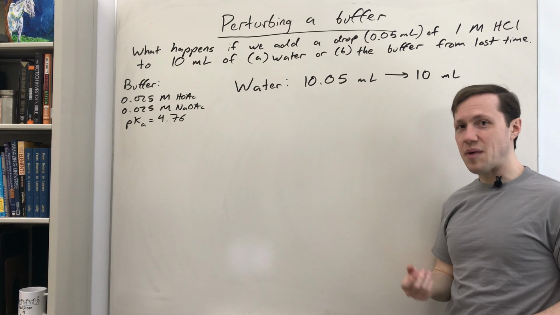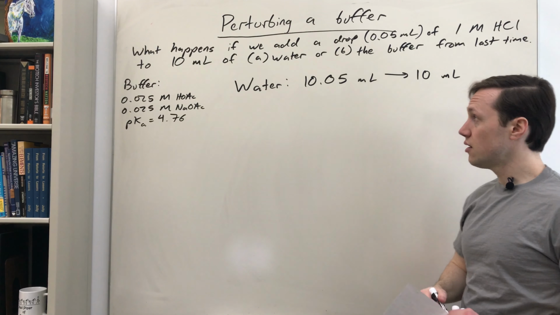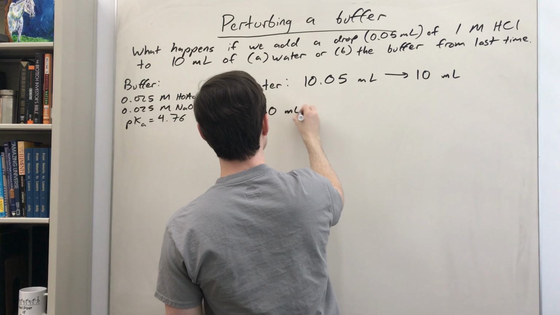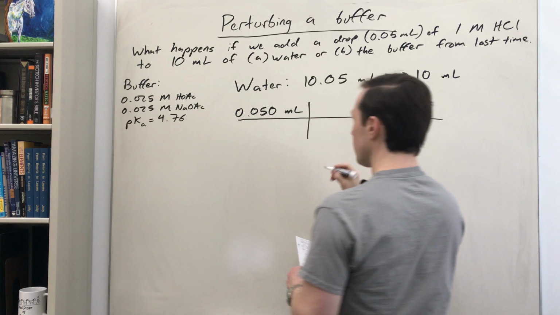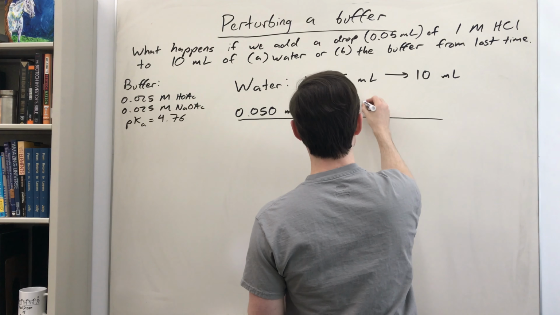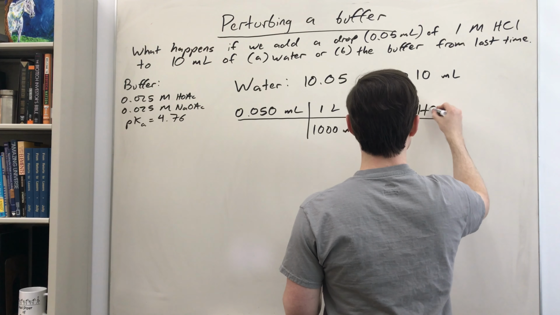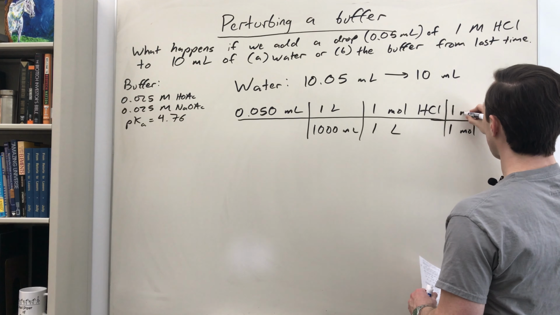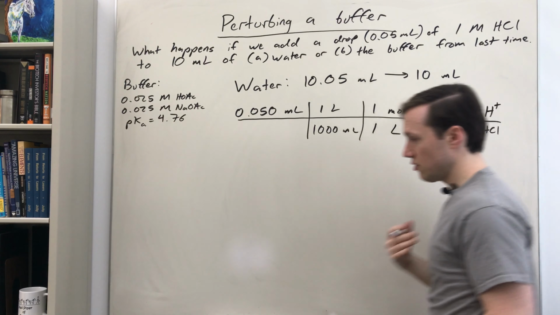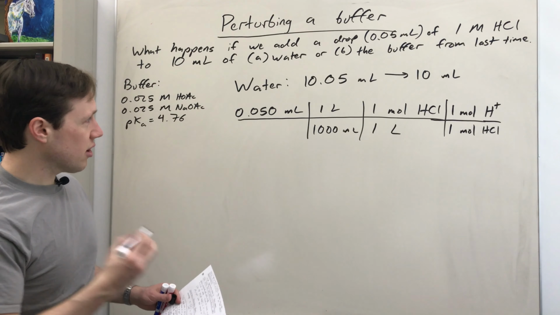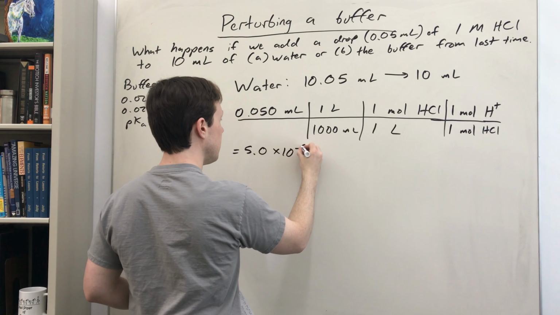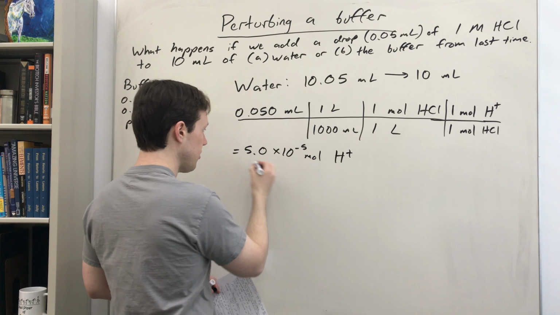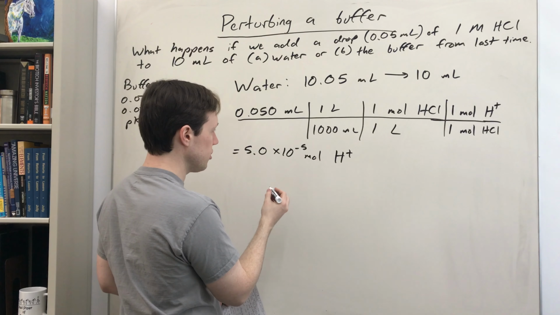So this is the kind of math that we were doing last semester. It's a dilution problem. So if we had 0.05, and we'll give it one more significant figure here, milliliters of our solution, for every 1,000 milliliters, we get 1 liter, and for every 1 liter, we get 1 mole of HCl. Now we can do one more thing, because we know this is a strong acid. We can say for every 1 mole of HCl, we're going to get 1 mole of H plus floating around in solution. So that means that we're talking about having 5 times 10 to the negative 5 moles of H plus, and that is going to be in 10 milliliters of solution.